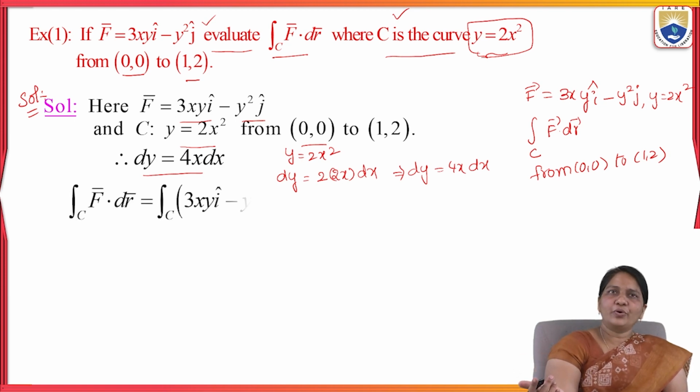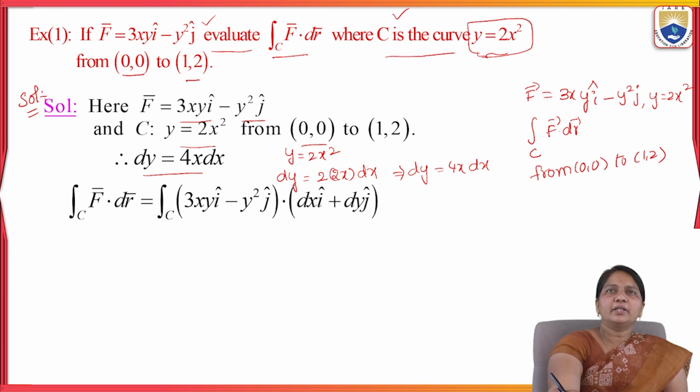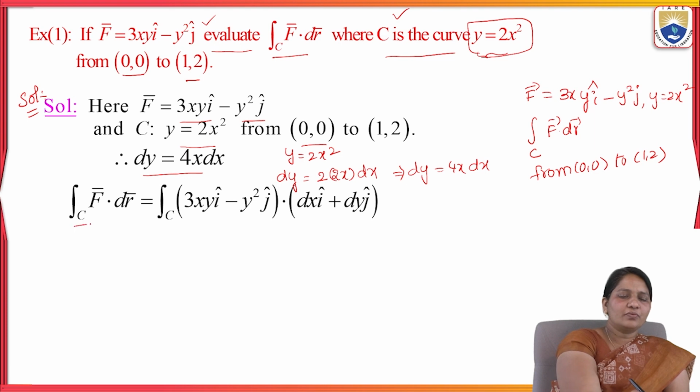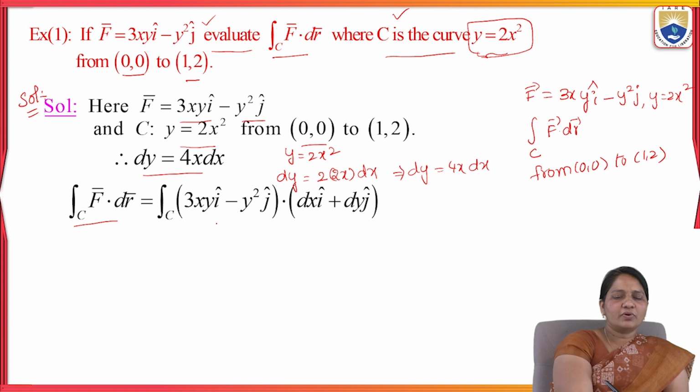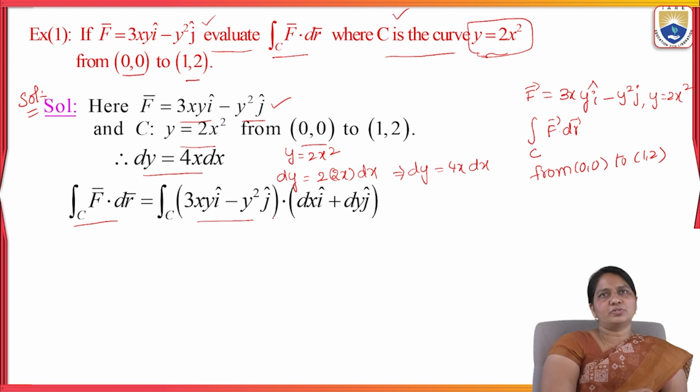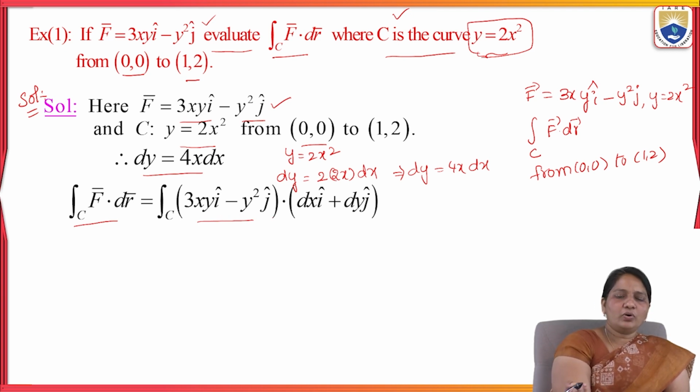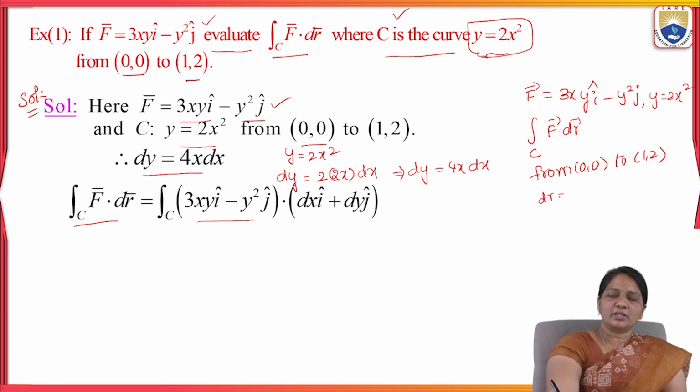So now I am going to calculate the integral over C of F bar dot dr bar. Here, what is the F value? The F value they have given is 3xy i minus y square j. And what is dr bar? dr bar is nothing but dx i plus dy j. This is the dr bar you have to remember.